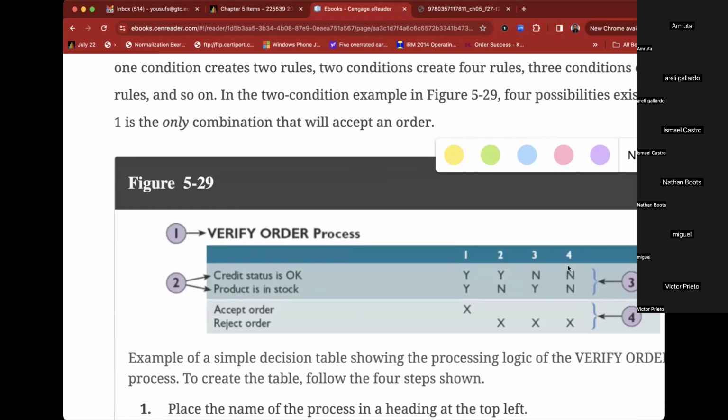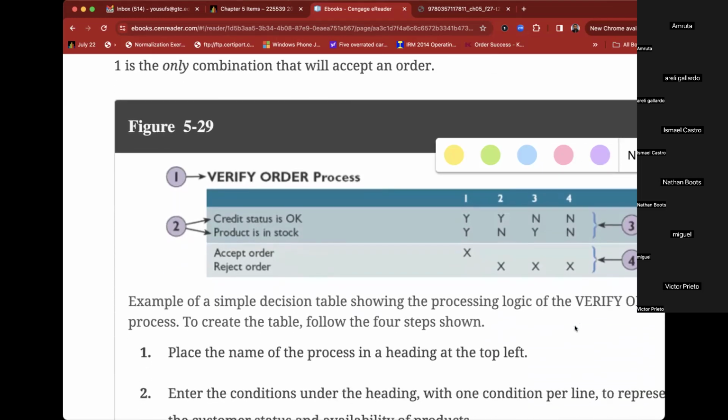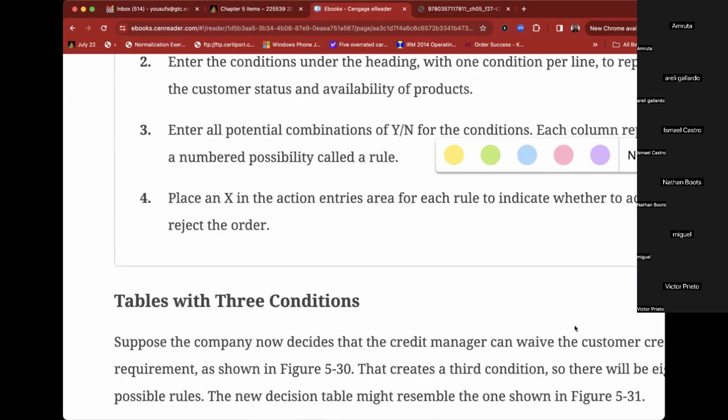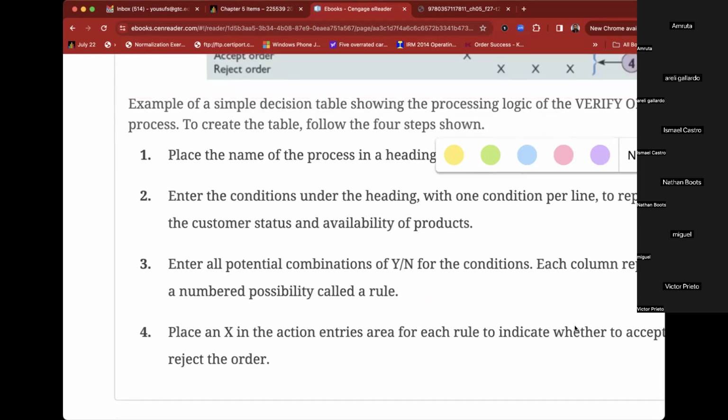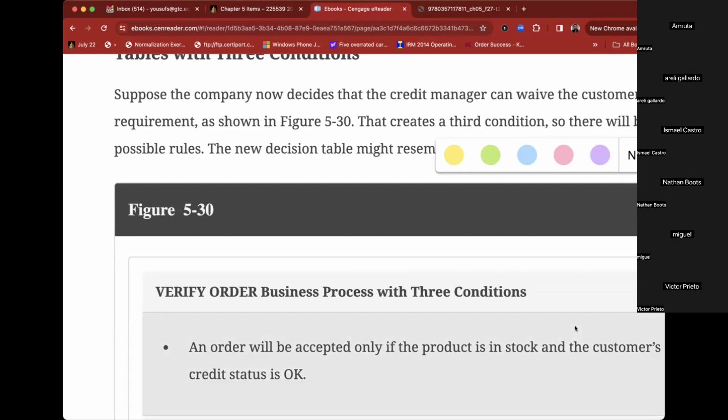And then if both of them are no, we cannot place an order. So if you look at it carefully, in most cases, you can't place an order. Both of them have to be there for you to be able to place an order because of an "and" in between the two. Okay, so having said that, this is basically what this product will hold.